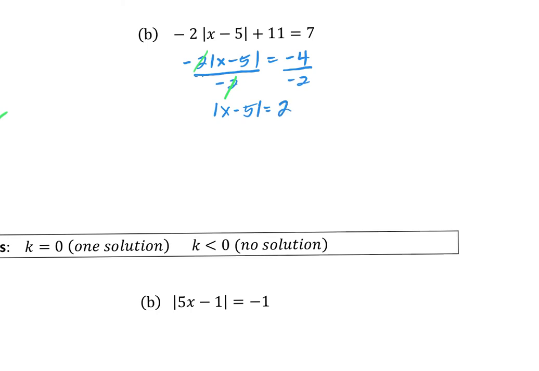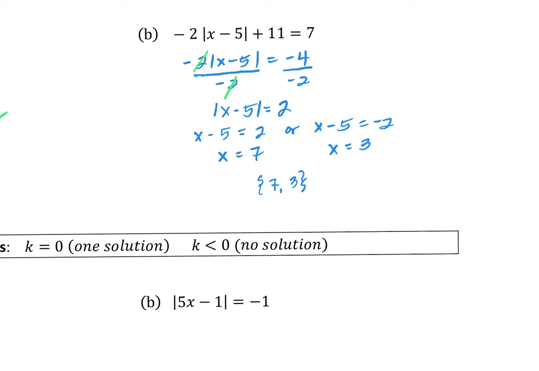An absolute value equal to a positive number can split up into x minus 5 equal to 2, or x minus 5 equal to a negative 2. And then adding 5 to both sides, I have x is equal to positive 7, or x is equal to positive 3. Again, I could put in 7 and 3 and check, and I'll find that it will work. It'll equal 2. And those would be my solutions, 7 and 3.